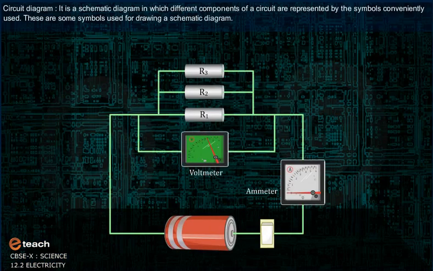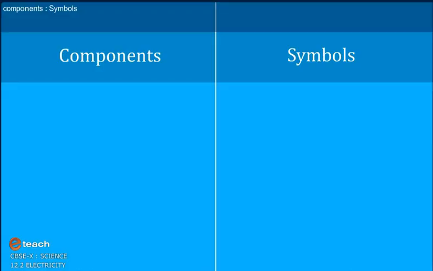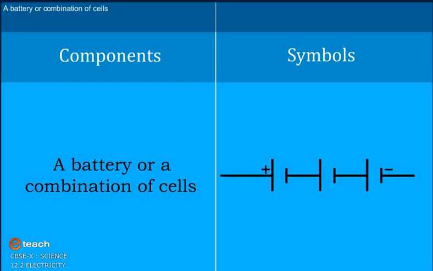Circuit diagram. It is a schematic diagram in which different components of the circuit are represented by the symbols conveniently used. These are the symbols used for drawing schematic diagram. Components and the symbols. An electric cell. A battery or a combination of cells.